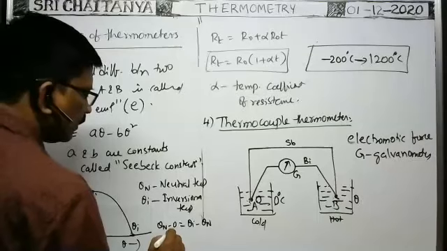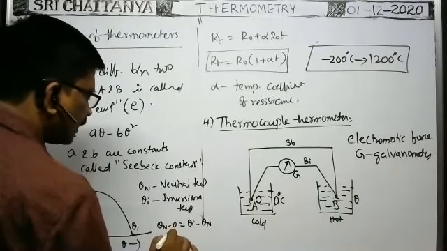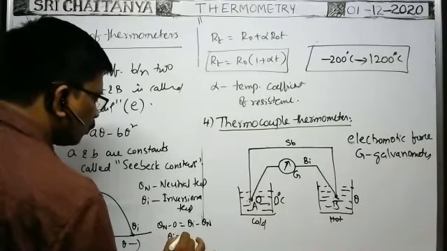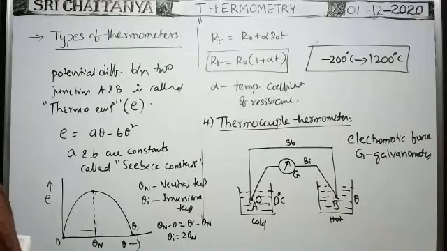So from this, theta I is equal to 2 into theta n. That means the inversion temperature is double the neutral temperature.